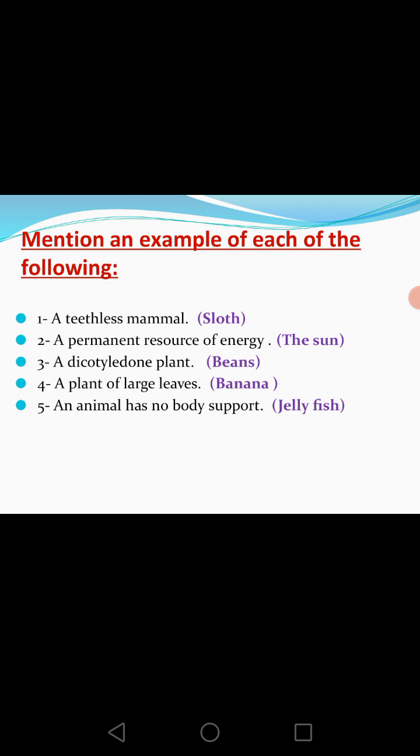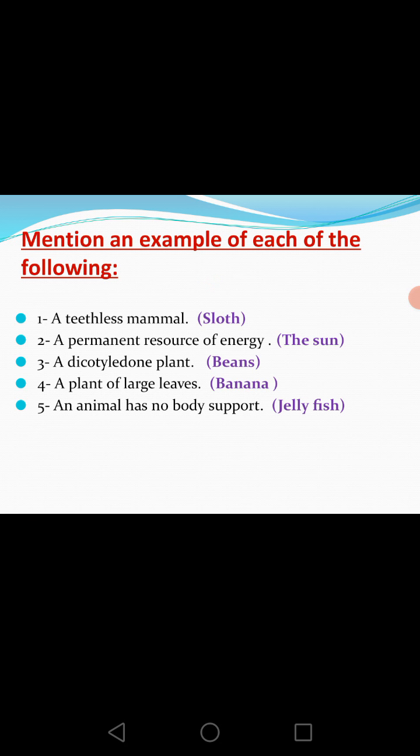Mention an example of each of the following. A teethless mammal. We have sloth. Permanent resource of energy. The only permanent resource of energy is the sun. Dicotyledon plant. We have beans and bees, and they are angiosperms plant. Angiosperms, seeds formed inside a fruit envelope.